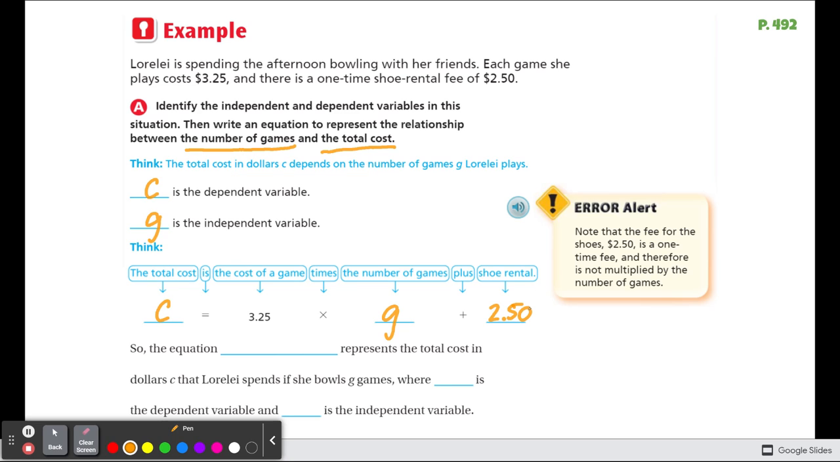So again, we can squish all of these together to write our equation. C equals 3.25 G plus $2.50. This represents the total cost in dollars C that Lorelai spends if she bowls G games, where C is the dependent variable and G is the independent variable. Again, take a second and make sure you have all of this down so you can look back on it while you're doing your personal math trainer.